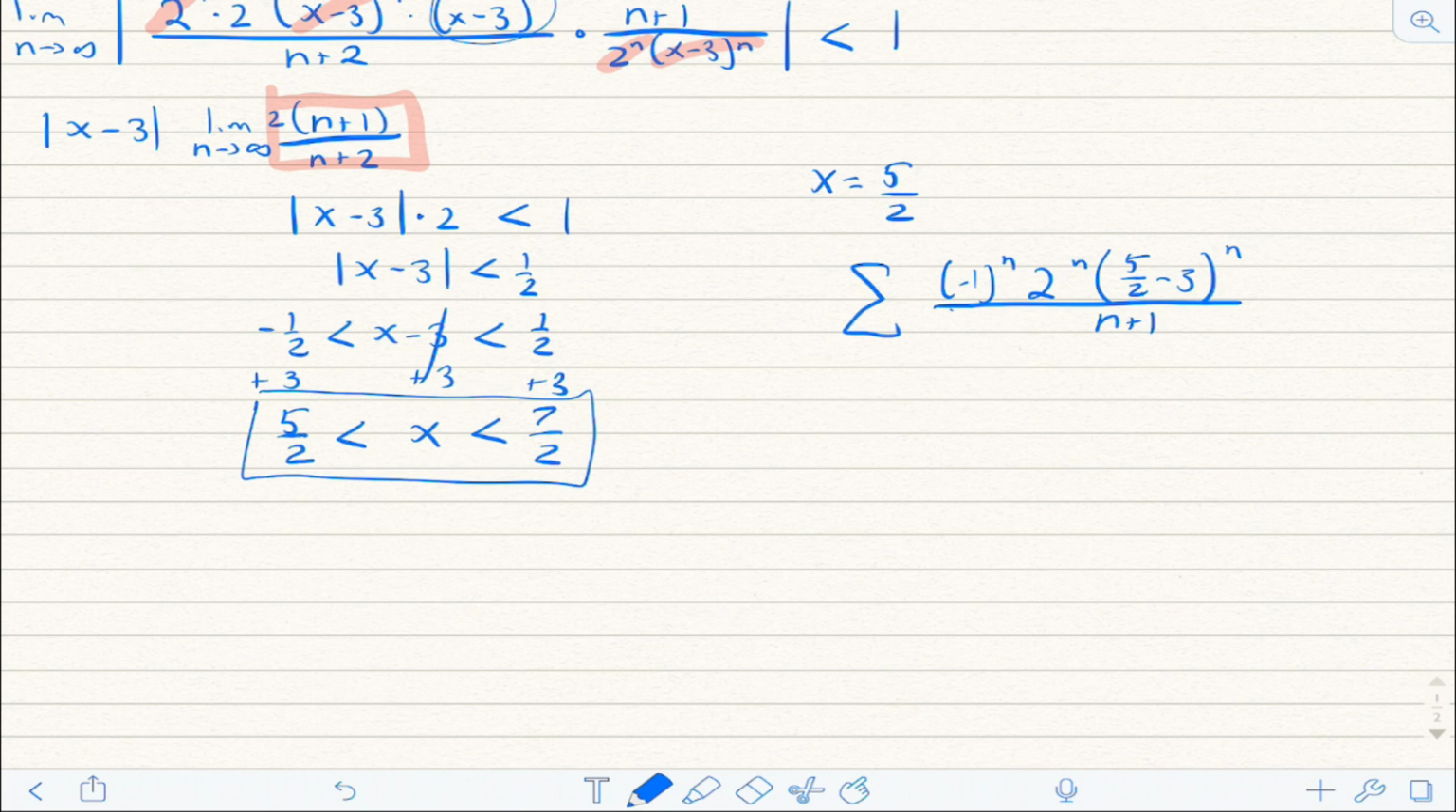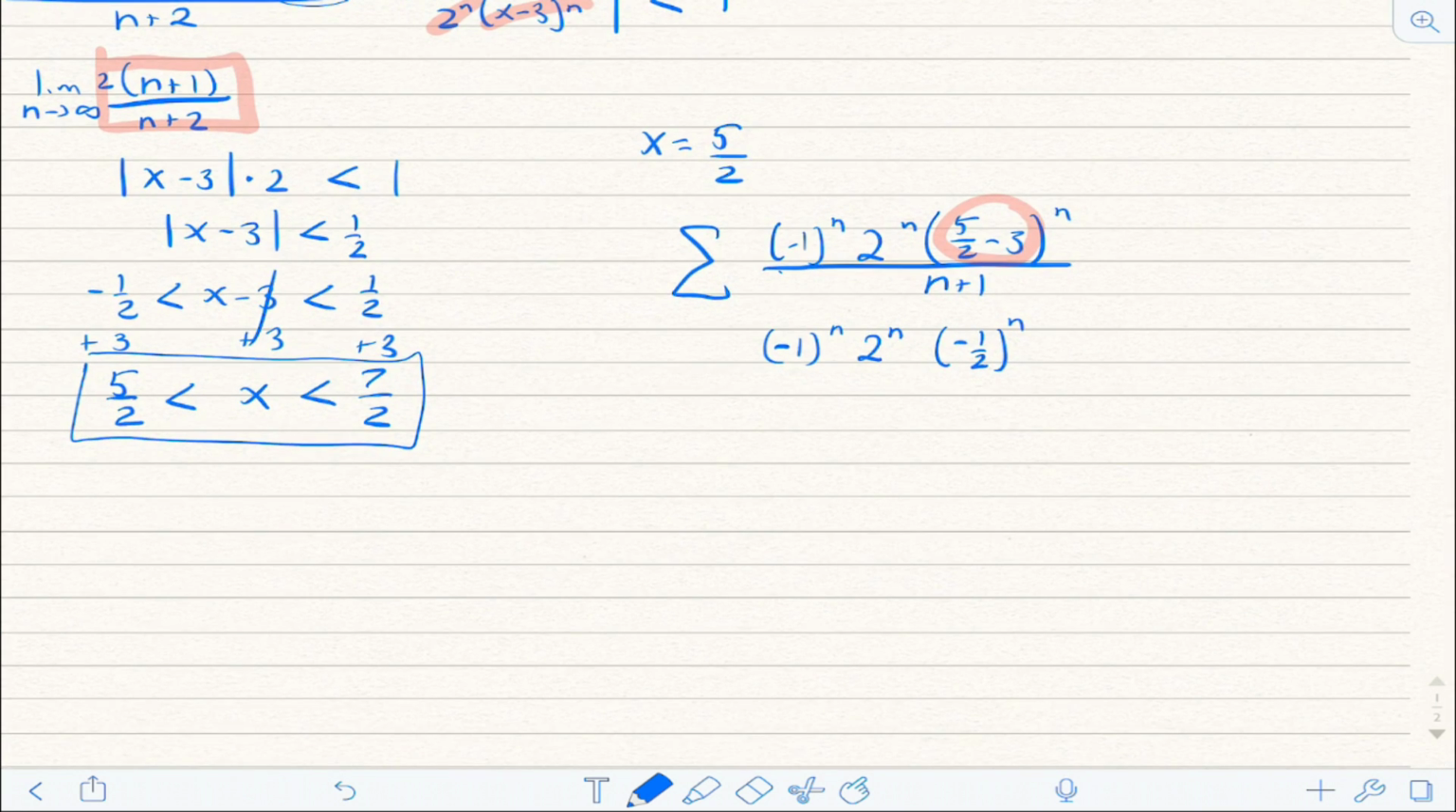Well, I need to do a couple things right here. I need to clean this up. 5/2 minus 3 actually ends up giving us negative 1/2, so I write this as (-1)^n, 2^n, and this is going to end up giving us (-1/2)^n. Now, this might look kind of weird, so I'm going to do a little work off to the side. This is really saying 2^n times 1 over 2^n times (-1)^n, right?